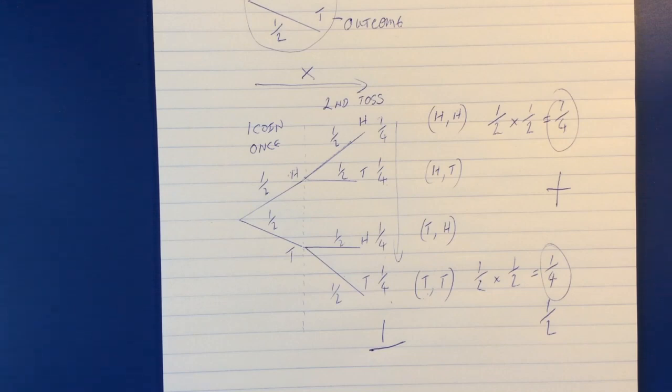Okay, that's it for this introduction to probability trees. We're going to move on from here in other videos. We'll get into conditional probability, we'll get into probability where there are more than 2 options, more than a binary choice, and we'll look at all of those.